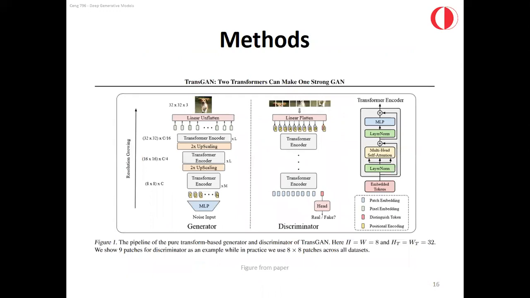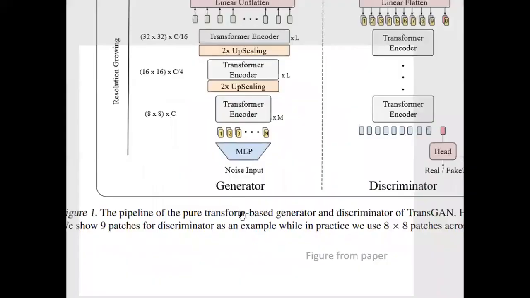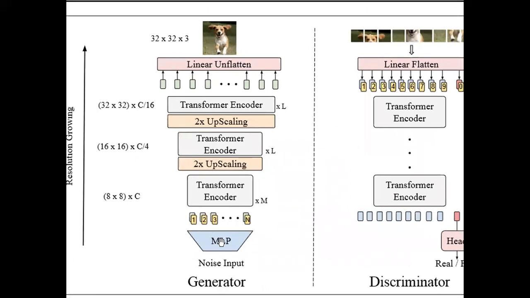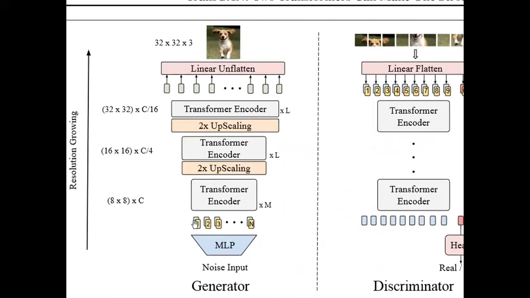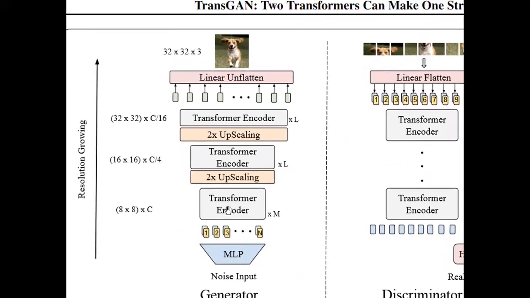So in the TransGAN, we have two transformers, the generator and discriminator. These consist of the transformer encoder. The operation here, we put the noise input into an MLP, and we do the same thing in the positional encoding and the patch embeddings here as we do in vision transformers. And then we put it into the transformer encoders.